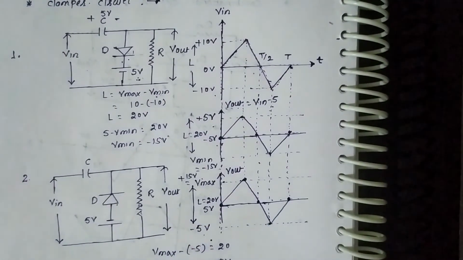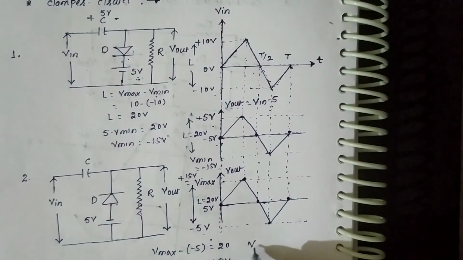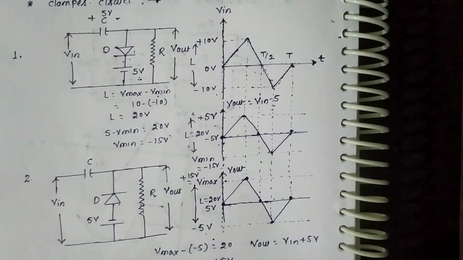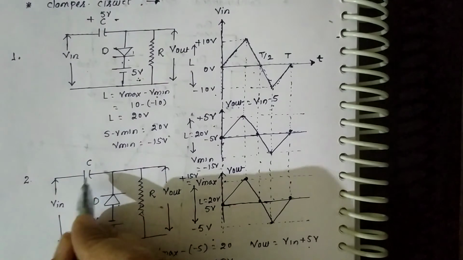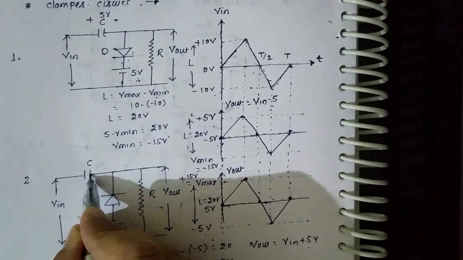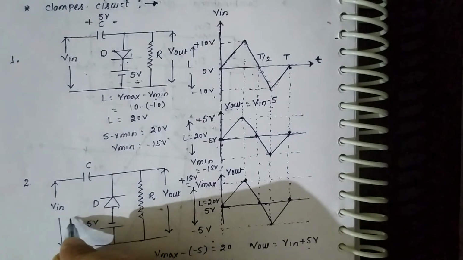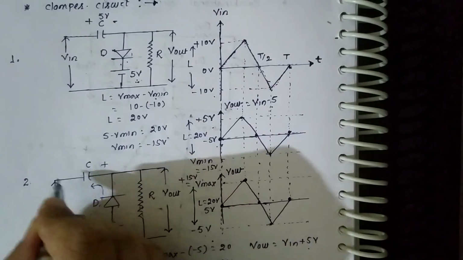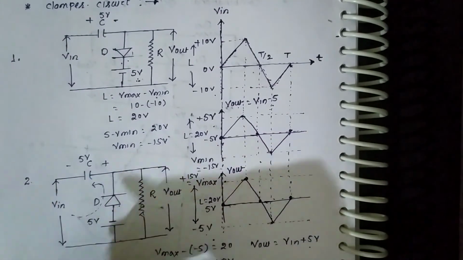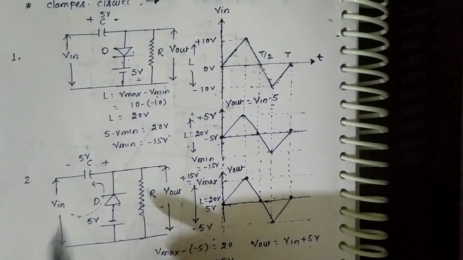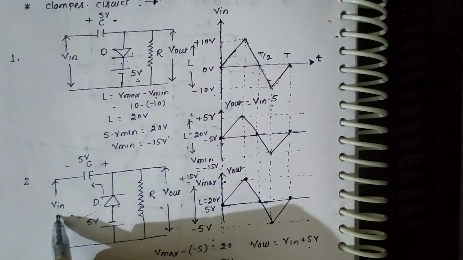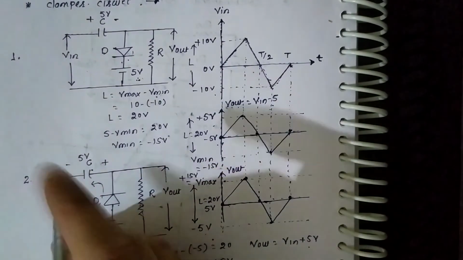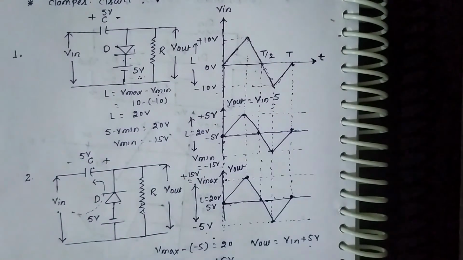What is the relation between the input and output? So here V out is nothing but V in plus 5. This plus 5 voltage is going to develop across this capacitor C. Once your diode is in the on state, current is going to flow in this way. So this is plus, this is minus, a 5 volt is going to develop across C, and this 5 volt is going to be added with the input to get the output. So your V out is nothing but V in plus 5.